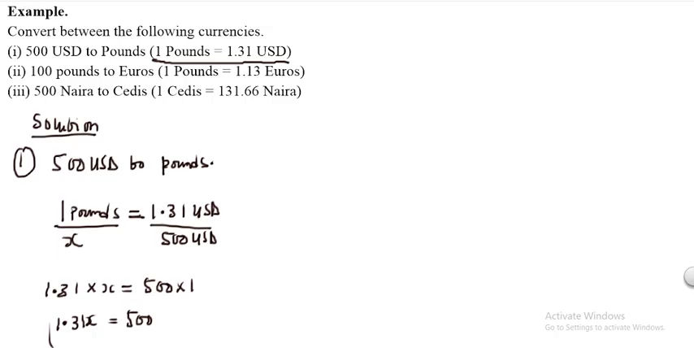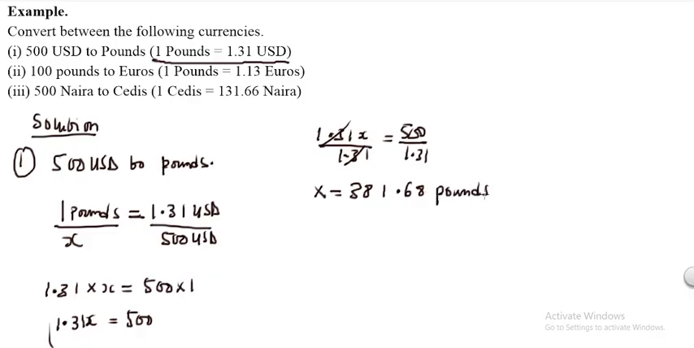For us to get the value of X here, we can divide both sides by 1.31. So 1.31X divided by 1.31 is equal to 500 divided by 1.31. The 1.31 cancels out, so X is equal to 500 divided by 1.31, which is 381.68 pounds. So that's simply how to do conversion between currencies.